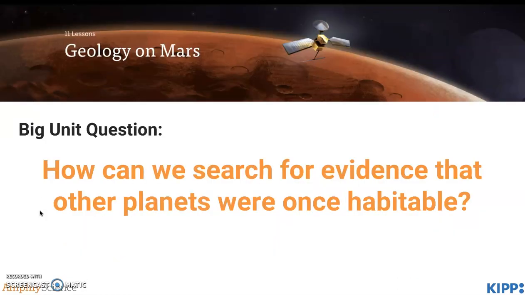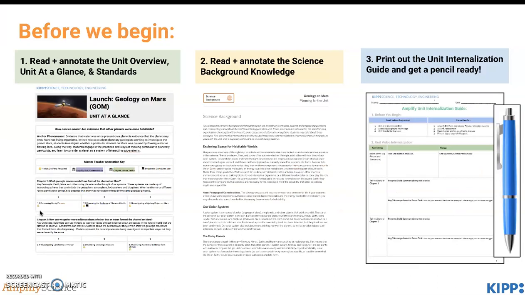So the Geology on Mars unit has 11 lessons, and throughout these 11 lessons, we'll be focusing on answering the big unit question of how can we search for evidence that other planets were once habitable? Before we begin: 1. Read and annotate the unit overview, unit at a glance, and standards. 2. Read and annotate the science background knowledge. And 3. Print out the unit internalization guide and get a pencil ready.